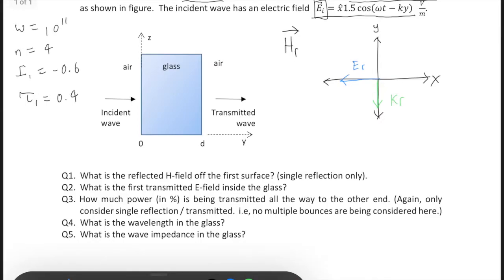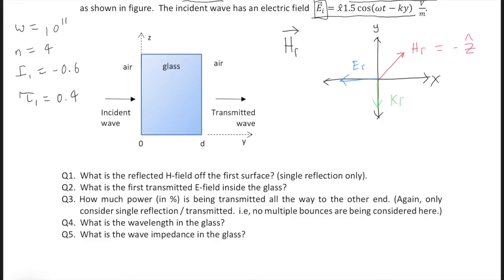So by looking at this XY plane, we can determine that the H_R would have to be in the negative z direction, like this. So that's why we say negative z hat. And we're determining this using the right-hand rule.